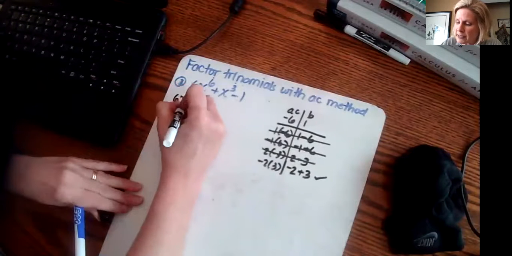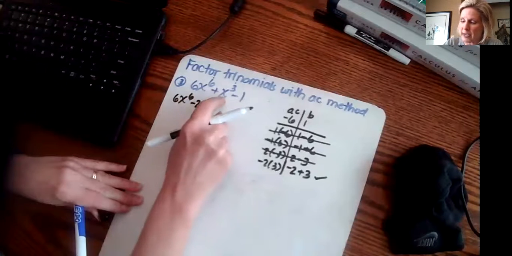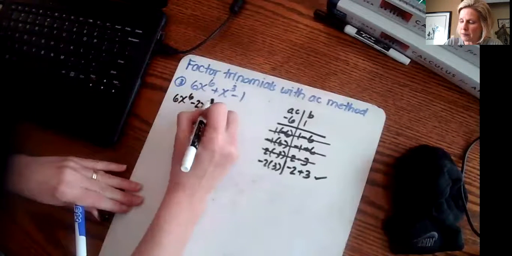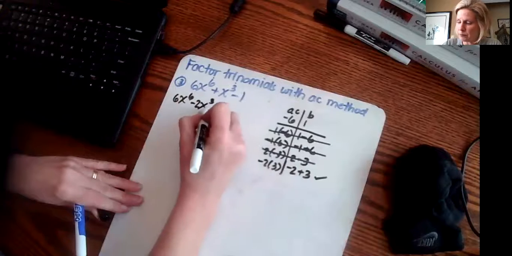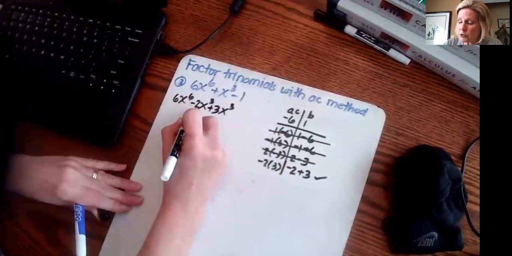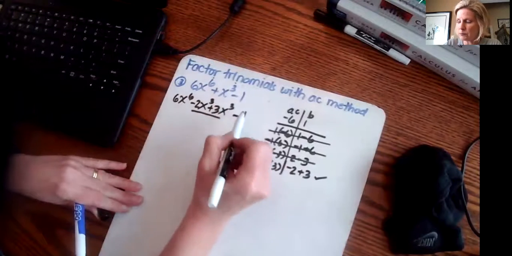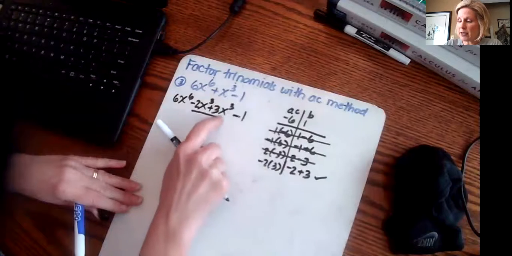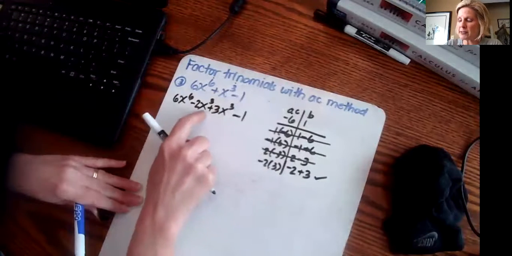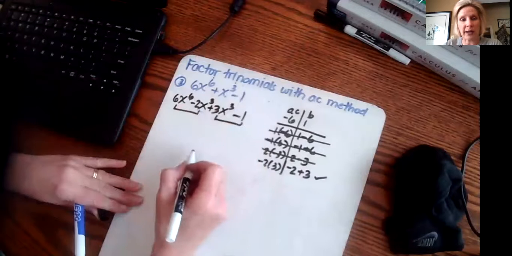So I'm going to make this 6x to the 6th minus 2x cubed plus 3x cubed. So the 2 middle terms have to both be x cubes because your middle term is an x cubed. Okay, so now I've got it in 4 terms. So let me erase this guy because I want to group the first 2 guys and the last 2 guys.